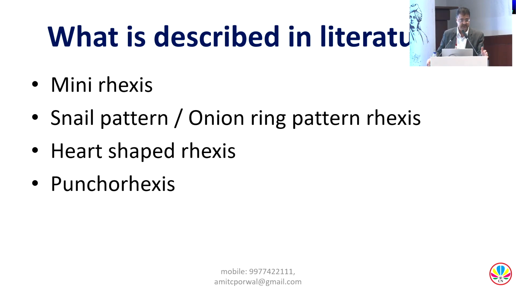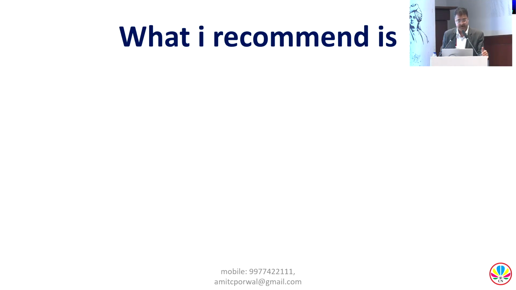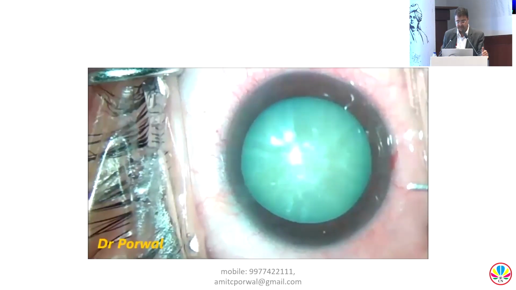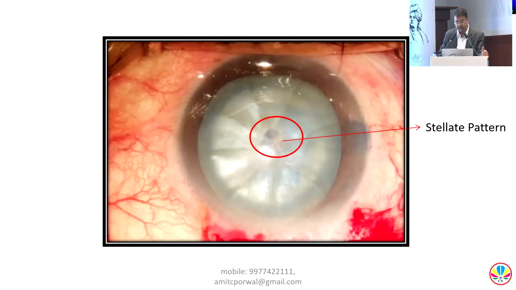What is described in the literature is mini rexis, snail pattern rexis was very nicely demonstrated. Sometimes when you're doing the rexis, your rexis gets extended, and what Dr. Minu was telling, snap it, pull it towards the center, and you will end up getting a heart-shaped rexis. And in this intumescent cataract, we can also do a puncture rexis. But what I'm going to recommend is what I do, and what I've published. So this is a mature intumescent.